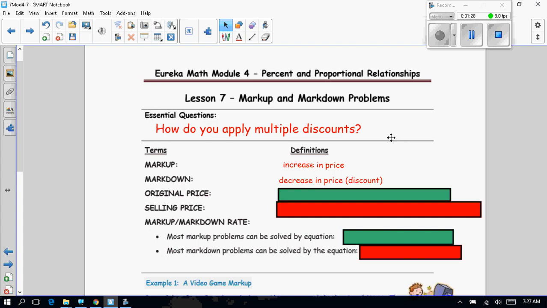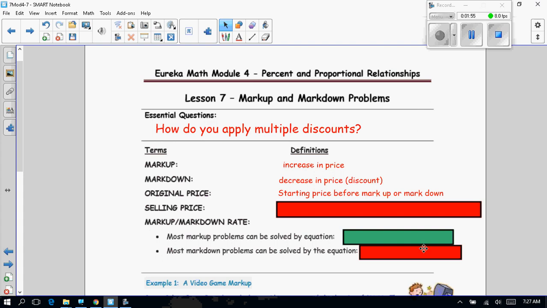All right, original price. Now this varies depending on the problem. It's the starting price before the markup or that markdown. So it could be the starting price that the store is getting it for, and then they're going to mark it up. Or if it's in a different story problem, it could be the markdown in which the store is selling you an item and they're telling you it's this price, and then they're going to give you a discount. So it just depends on the story problem as to what that starting price will be.